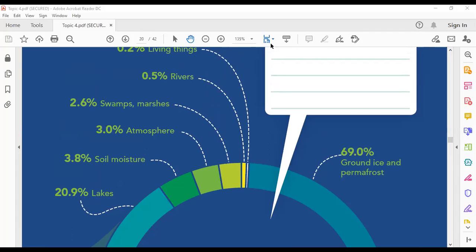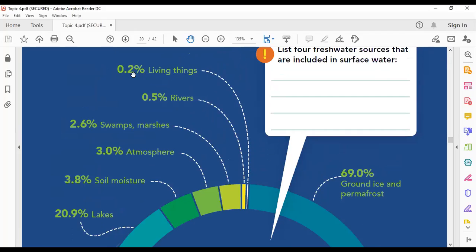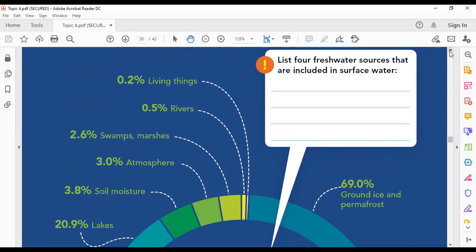And 0.5% of Earth's fresh water is found in the rivers, and 0.2% in living things, inside human bodies and inside animals. This is the total amount of Earth's fresh water on the surface.